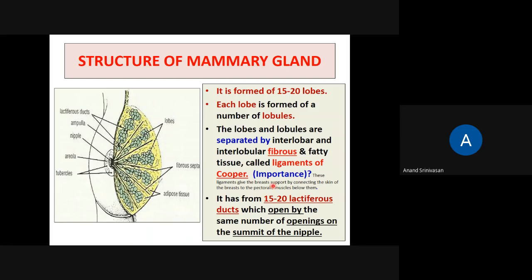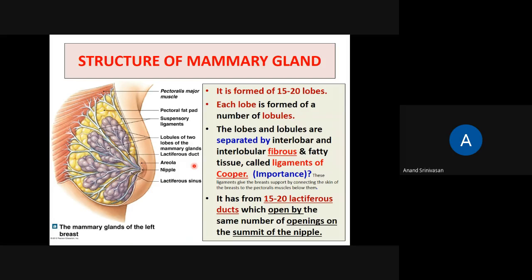These ligaments give the breast support by connecting the skin to the pectoral fascia. From the small lobules, milk will be produced in a lactating female. The milk comes out through the lactiferous ducts, which open into the nipple, not the areola, I'm sorry. The lactiferous ducts all join together and then open into the nipple.